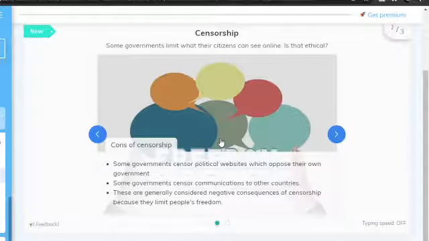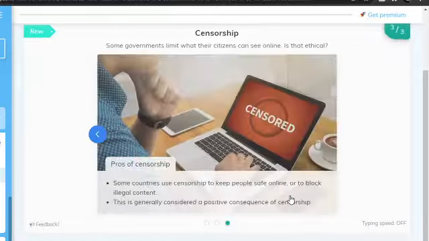So the cons of it would be some governments censor political websites which oppose their own. So obviously that kind of makes a tunnel vision for the public who can only see one kind of thing. Some governments censor communication to other countries, so other countries may gain other pieces of information which the citizens don't get. And these are generally considered negative consequences of censorship because they limit our free will.